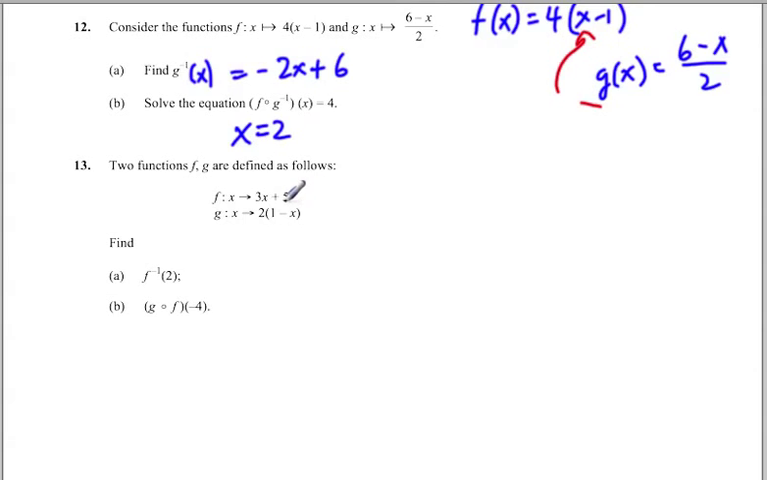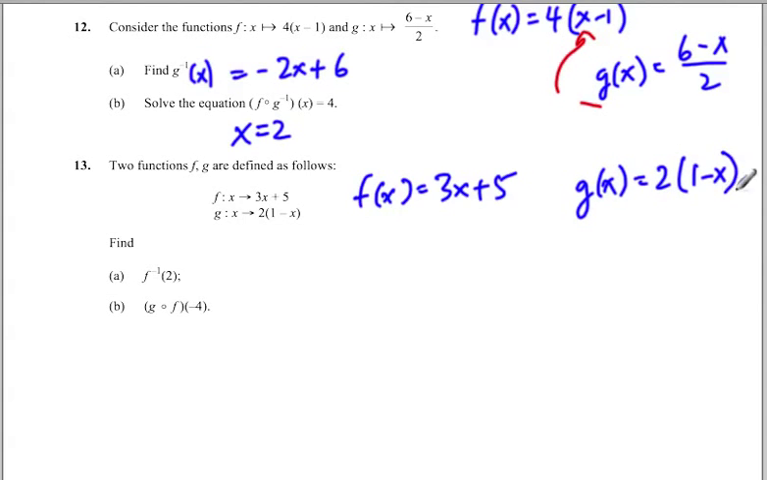So f of x is equal to 3x plus 5. So let me just write that down there. f of x is equal to 3x plus 5. And g of x is equal to 2 times 1 minus x. Okay. First find f inverse of 2.